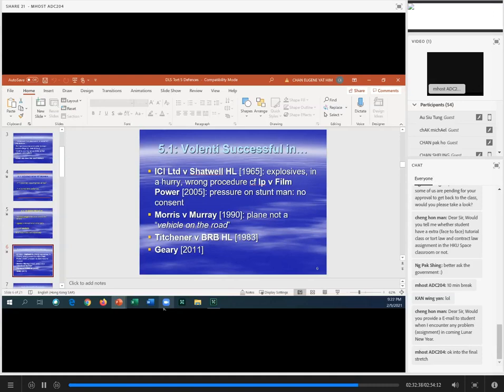Anyway, so in Ip and Film Power, the plaintiff was a part-time stuntman engaged to perform a stunt for a film. So there you are, this is sort of interesting. He was supposed to drive a 16-seat minibus and force the minibus to drive into the sea as if he had lost control of it. Well, dangerous. Okay. After the minibus plunged to the bottom of the sea, the plaintiff was unable to swim to the surface as he had planned and nearly drowned, because of insufficient safety precautions taken by the filmmaker.